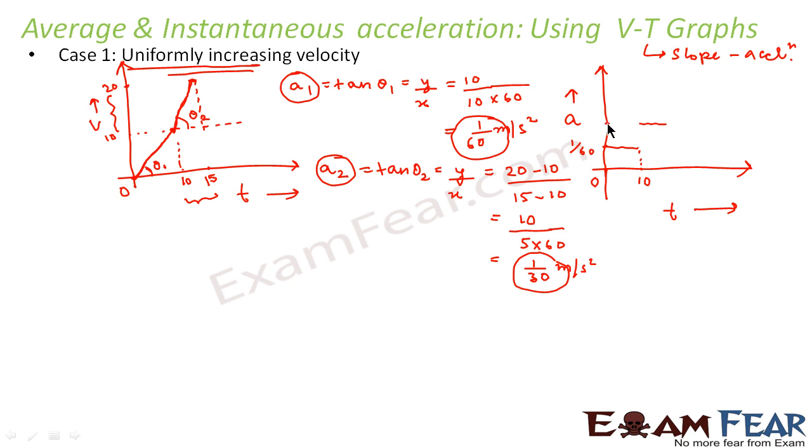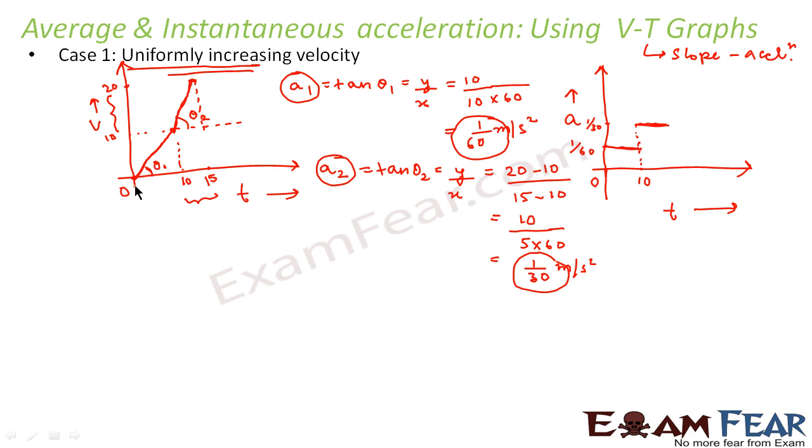That means this value would be 1 by 30. So we see that the plot would be something like this. Two straight lines parallel to the x-axis. Why is the acceleration constant?